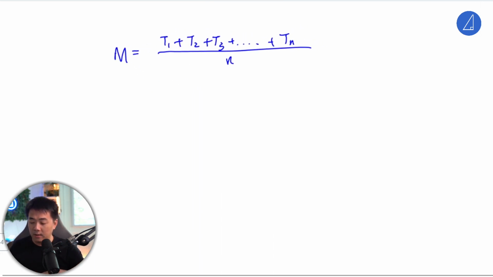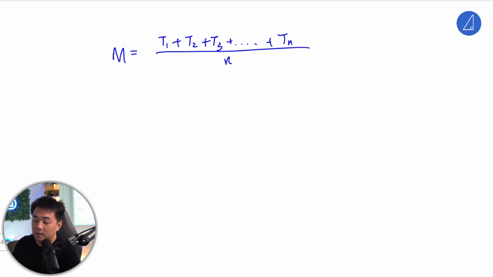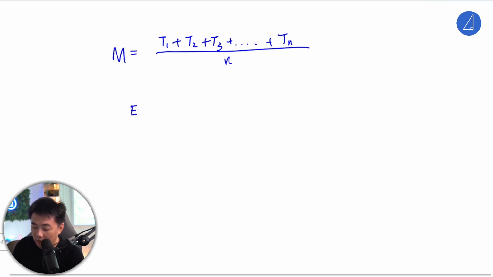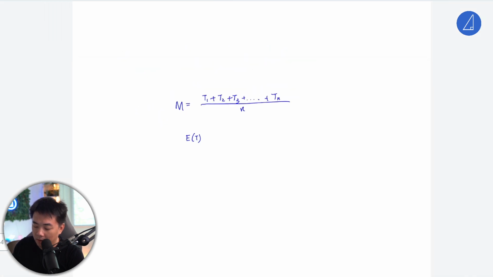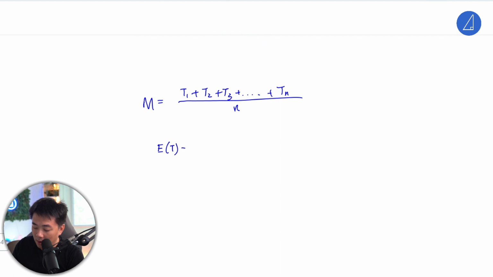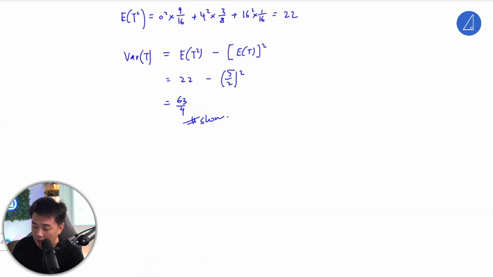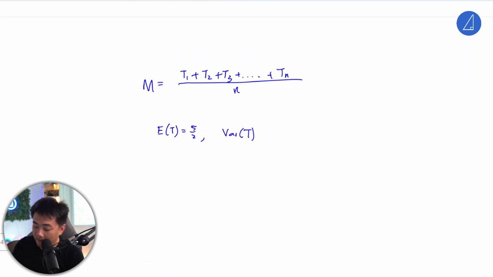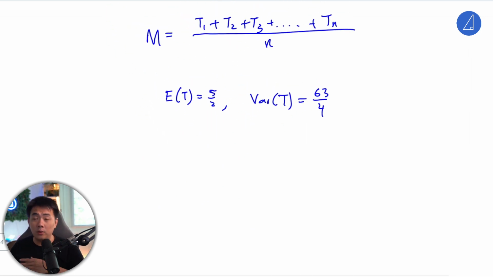That's it. So once done, since n is large, we know the expectation of t is actually 5/2, and the variance is given by this here, which is 63/4. Okay, so because n is large, we could use the central limit theorem.